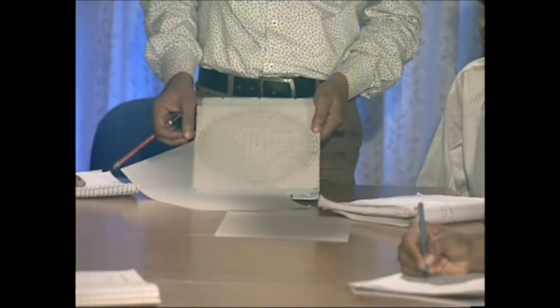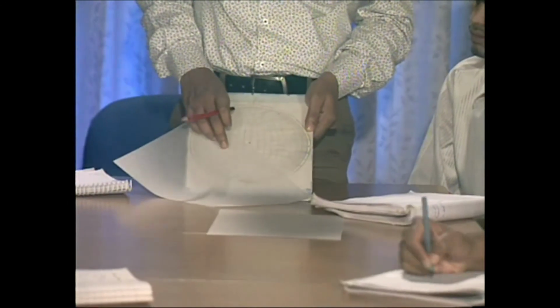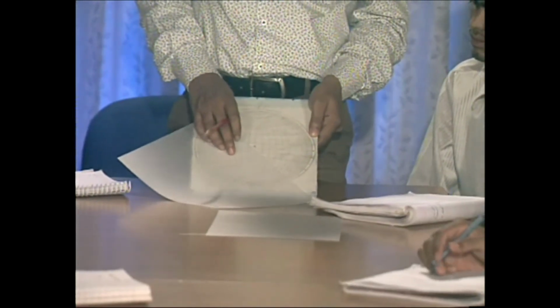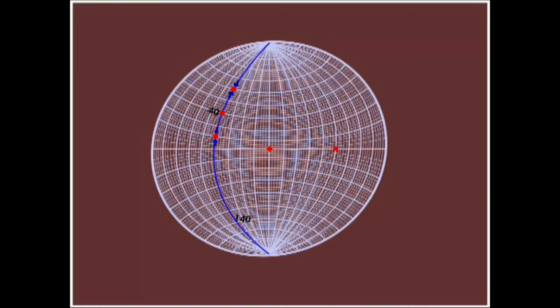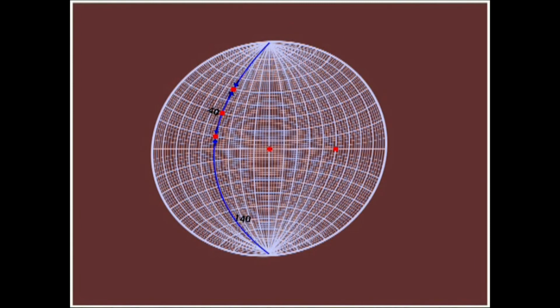We rotate the overlay in such a manner that the hinge line, the line of intersection of the two limbs, lies on the east-west vertical plane. We count out 90 degrees on the opposite side and trace out the great circle that passes through that point. We have the stereographic projection of the profile plane as a great circle. Along this great circle, the angle between the lines of intersection of the two limbs is the interlimb angle.